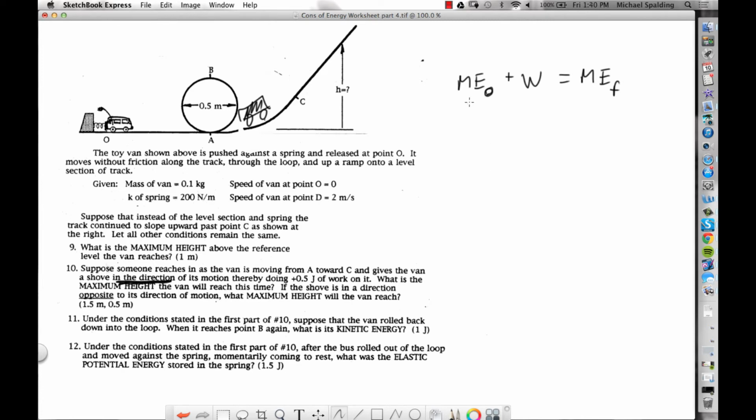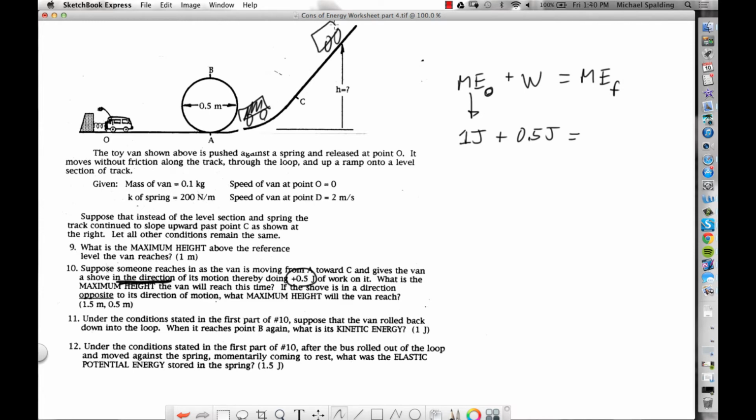Now, what's mechanical energy initial? How much energy did this van have? 1, right? 1 joule plus how much work did this push do on the van? It says right here, 0.5 joules, and then that's going to equal mechanical final. So the question is, what is the maximum height the van will reach this time?